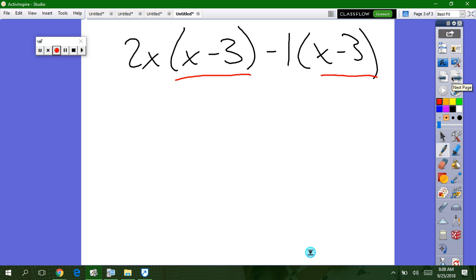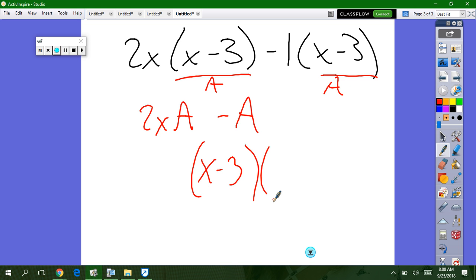Sometimes I like to show people, just for example, if I had 2xa minus a, what do those guys have in common? They have the a. You can see that better, can't you? Could you understand that this is representing an a in a way, right? So basically, we're going to pull out the x minus 3.